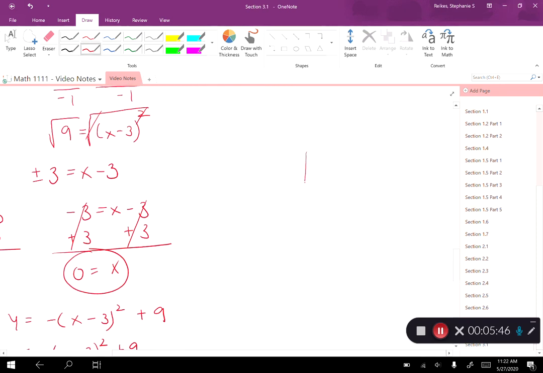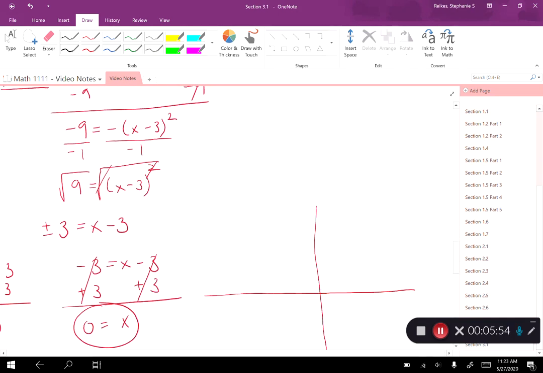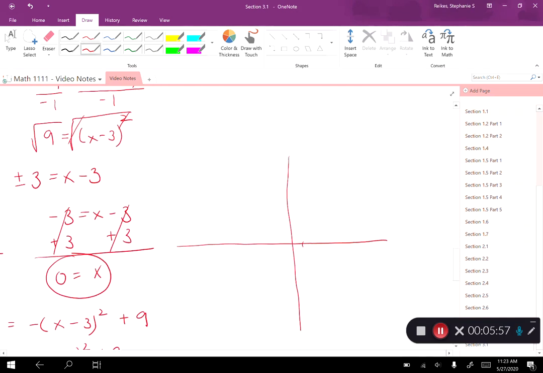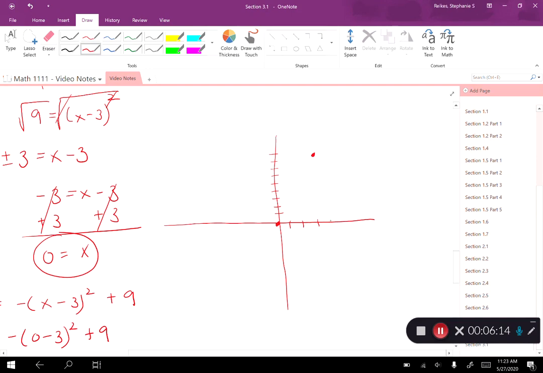Alright, so let me come over here to the right as I've run out of space for the next example. Let's see if we can put all this information together. So I will see that my vertex is 3, 9, so that's to the right 3, up 9. There's a dot. I have an x-intercept at 0, and I have an x-intercept at 6. So we got another dot there, and my x and y-intercept are the same, so that's going through the origin.